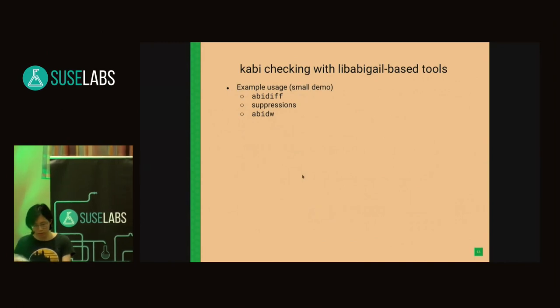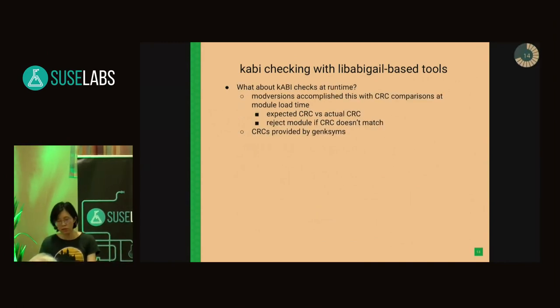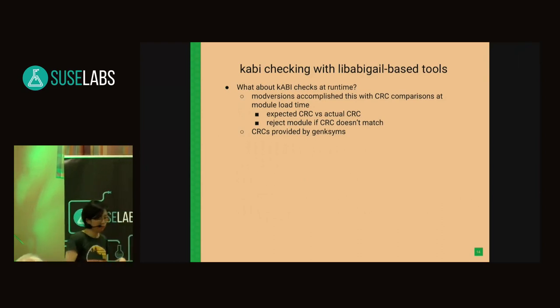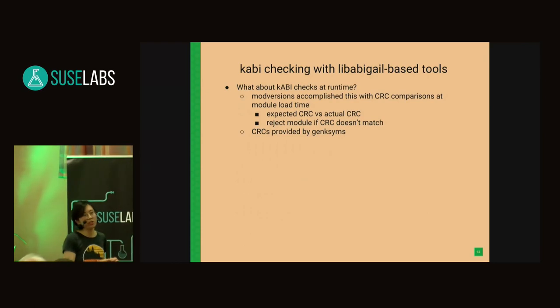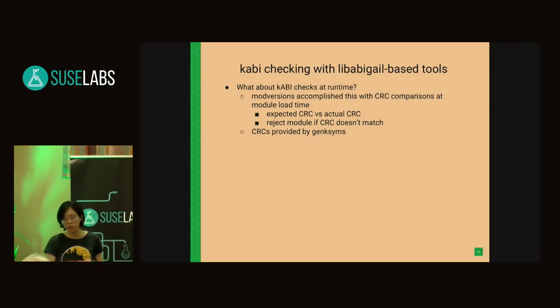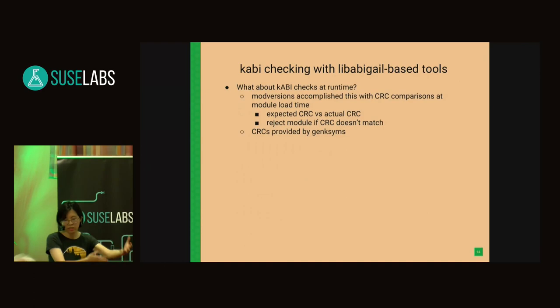So I think that's it with the demos. Another problem that libabigail doesn't really solve, or doesn't have to solve because it's not relevant, is having KABI checks at runtime. We currently accomplish this by using modversions. We do modversion checks at module load time, and we accomplish this with CRC comparison. We look at a list of expected CRCs and compare those to the CRCs of the symbol provided by the running kernel, and then reject the module if the CRC doesn't match.